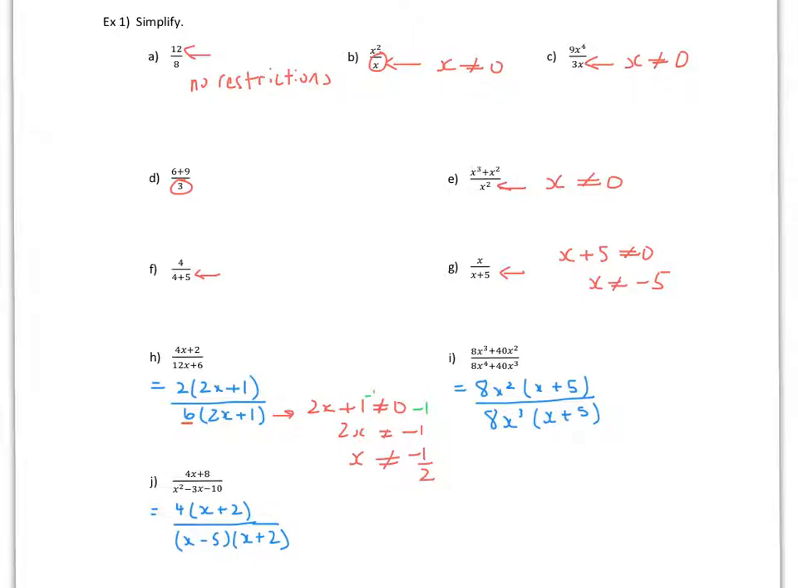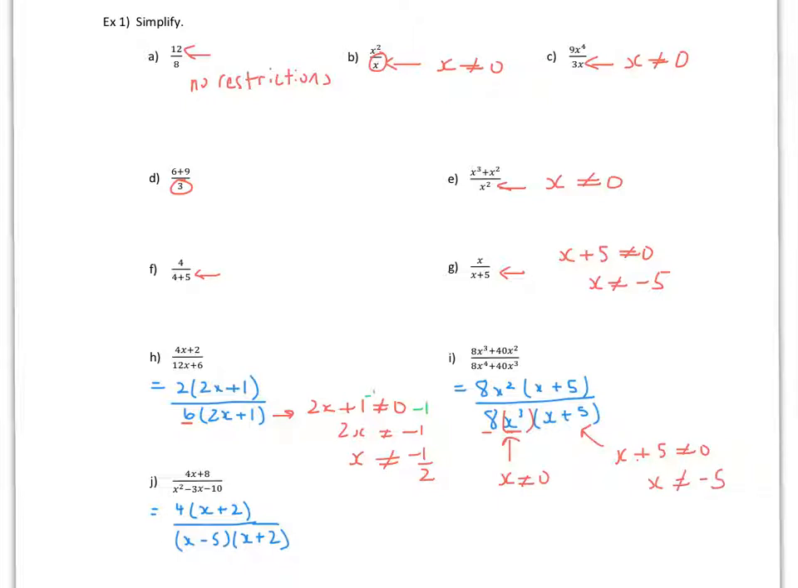For part I, I've got a couple of things that make restrictions here. 8 is just an 8. I don't have to worry about that. My x cubed cannot equal 0 because it's a factor. So I'm looking at each factor here. X cannot equal 0. And then from this piece, I have x plus 5 can't equal 0, which up above we have already solved for. X cannot equal -5.